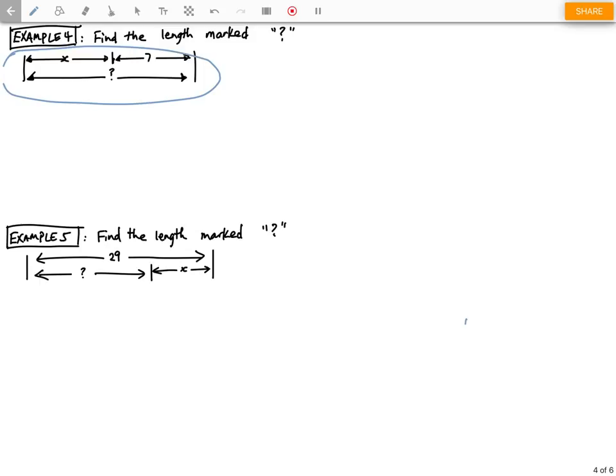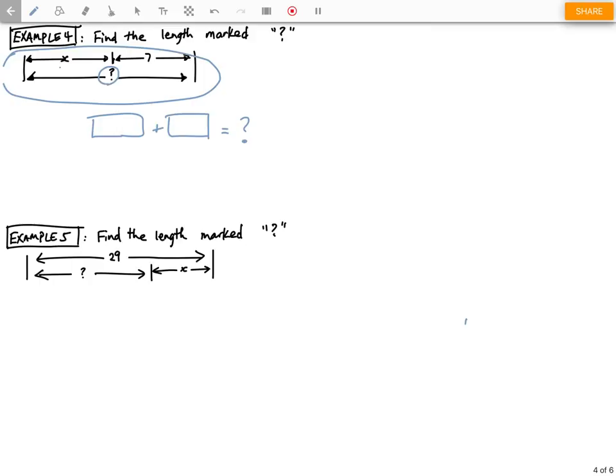It asks us to find the length marked question mark right there. Question mark, okay? So to find the length of that whole length of that question mark, what does that equal to? So something plus something equals the question mark.